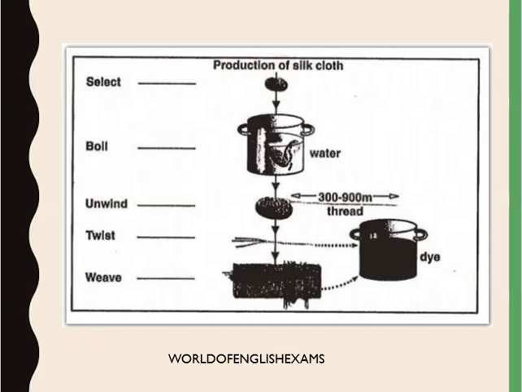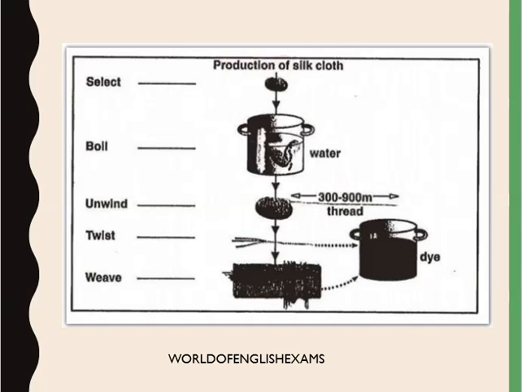Then such threads are twisted in the next stage, maybe for giving it more strength. The individual threads are then twisted together, and then they are weaved into a cloth and dyed. So appropriate color is applied, and this process is called dyeing. So these are the various stages. It starts from selection of cocoons till the dyeing process.